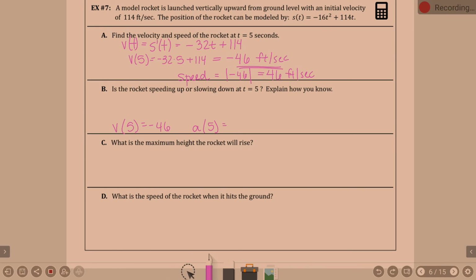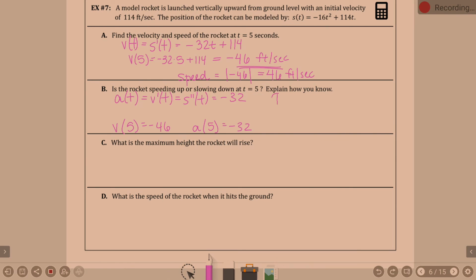So, acceleration is the derivative of velocity or the second derivative of position, correct? I just wrote a of t equals v prime of t equals s double prime of t. So what is the derivative of velocity? Negative 32. The derivative of negative 32t is negative 32, and that's it, yes? So what's the acceleration at 5? Negative 32. So what do we know? It's slowing down because it's negative. But it's on the same side. The same side. Okay.